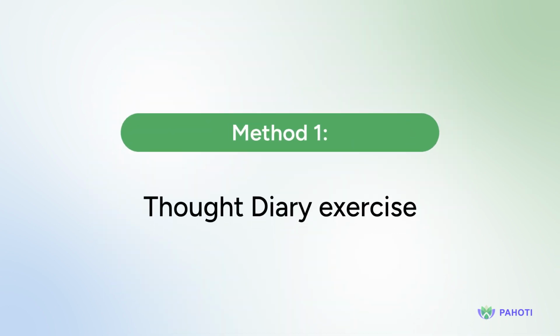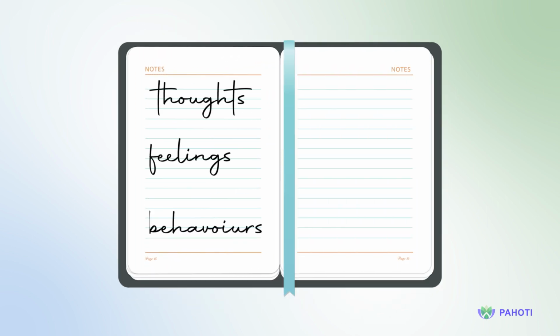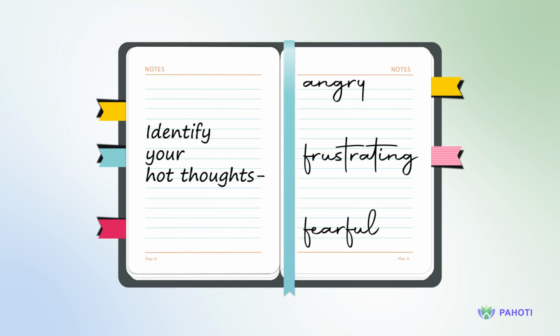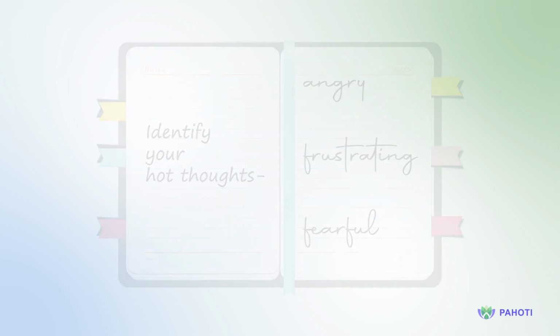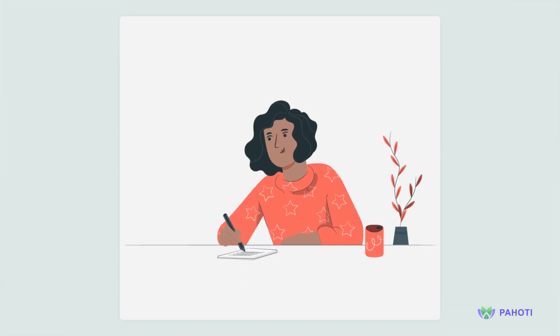Method 1. Thought Diary Exercise. In a thought diary, write down the situation in which you feel unempathetic towards another person, say colleague or friend. Note down your thoughts, feelings, and behaviors associated with the situation that seem unempathetic to you. Identify your hot thoughts, meaning angry, frustrating, fearful thoughts. Meditate or practice some breathing exercises to cool down and feel less stressed. When you feel calmer and more settled in your mind, generate alternate thoughts for the same situation. Make sure you are unbiased.